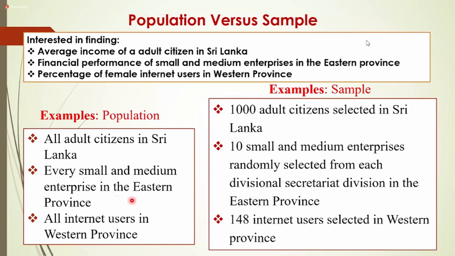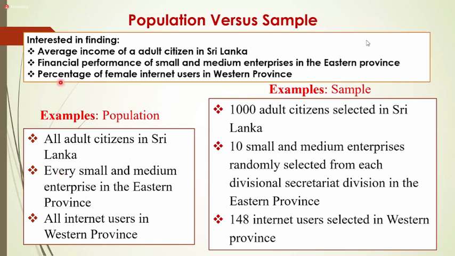Then what is our sample? From all the small and medium enterprises situated in the Eastern Province, we are selecting only 10 small and medium enterprises, using some technique, randomly selected from each divisional secretariat division in the Eastern Province, right? So here the 10 indicates the sample, and the whole set indicates the population.